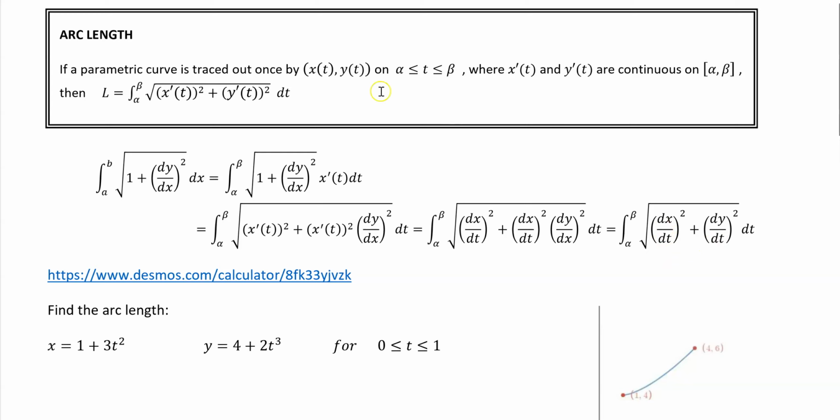So what it really is, we're taking the derivative of our x with respect to t, the derivative of our y with respect to t, squaring them both, square rooting, and then doing the integral from our starting t to our finishing t. So let's try one.